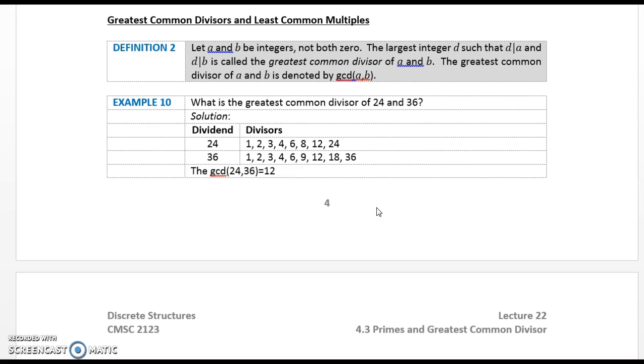What is the greatest common divisor of 24 and 36? Well, what I'm going to do is take 24 and list all of its divisors. 1 divides 24, 2 divides 24, 3 divides 24, 4 divides 24, 6 divides 24, 8 divides 24, 12, and 24 divides 24. And then I'm going to take all of the divisors of 36: 1, 2, 3, 4, 6, 9, 12, 18, and 36. Then I'm going to find the maximum value that's on both lists. And so the greatest common divisor of 24 and 36 is 12.